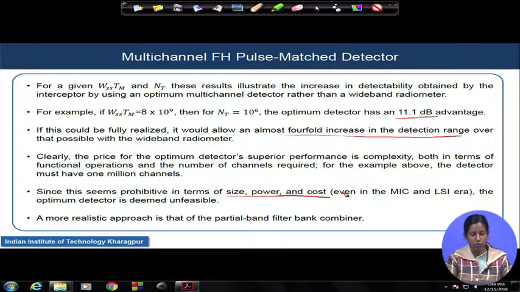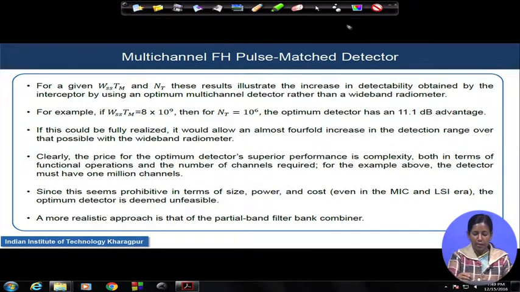Though we could see a very nice performance improvement, it is again academic, a theoretical performance. This detector can be theoretically designed, but practically its implementability is under big question. So we will proceed from here. We will try to get a realistic approach for this kind of detector, and hence we enter into partial band filter bank combiners.